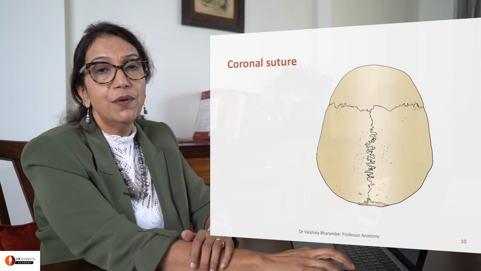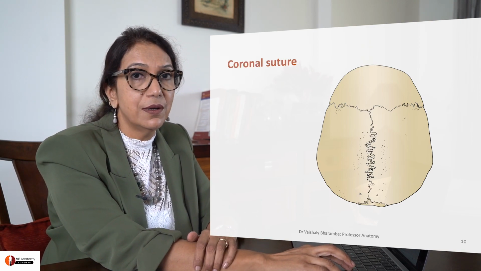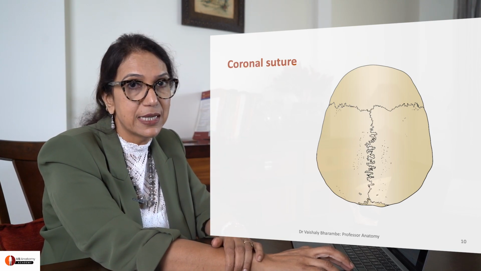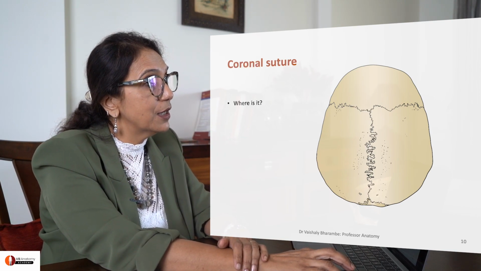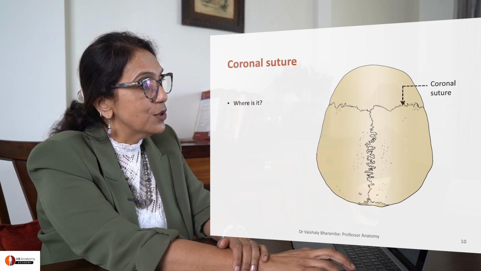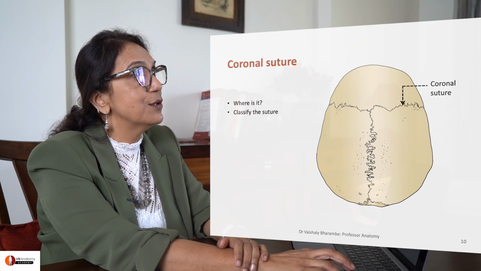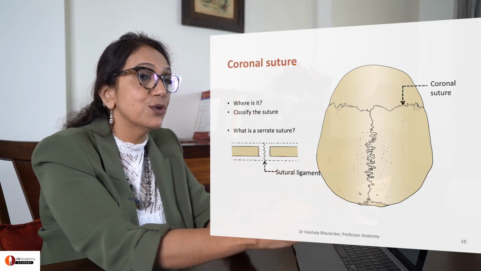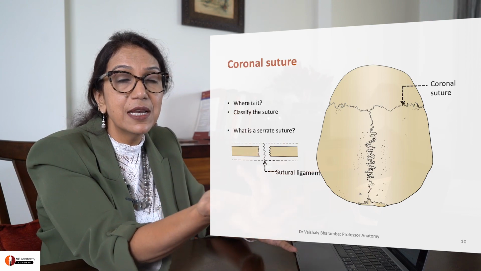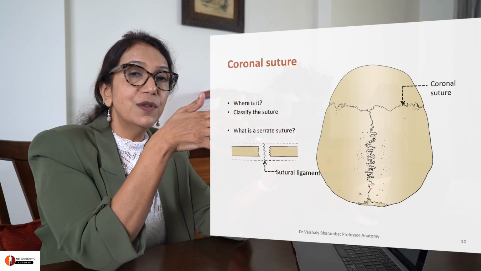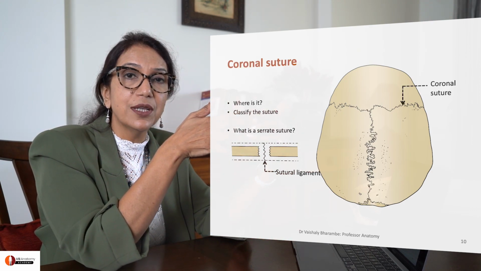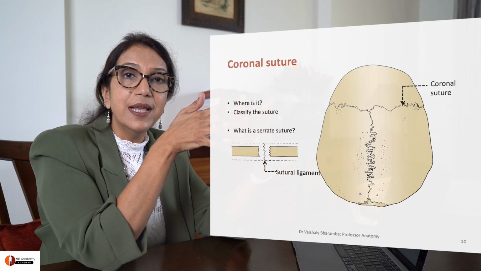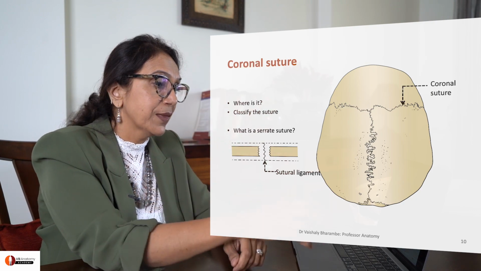Right. So now we've done the general features of the Norma Verticalis. Let's talk a little bit about each of the sutures as well. Here we are seeing the coronal suture. The question is, classify the suture. This suture is classified as a serrate suture. What is a serrate suture? When the edges of the two articulating bones meet each other like the edges of a saw, then it's called a serrate suture.